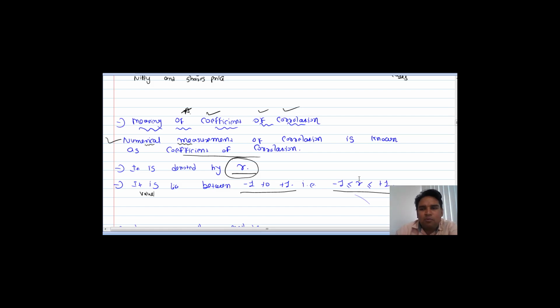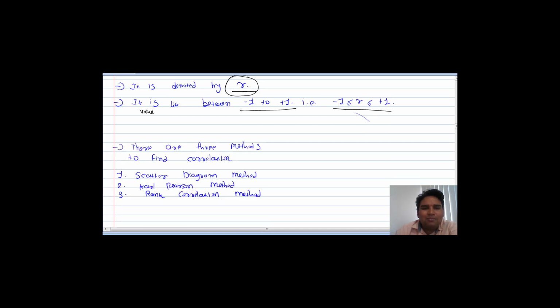This is also really important, right? Now, how many methods are there to find out the degree and the nature of correlation? There are 3 methods to find out the nature and the degree of correlation. The first one is the scatter diagram method, the second one is the Karl Pearson method, and the third one is the rank correlation method. So there are 3 methods, right? Actually there are many methods, but in your syllabus only 3 methods are there to find out the nature and the degree of correlation.